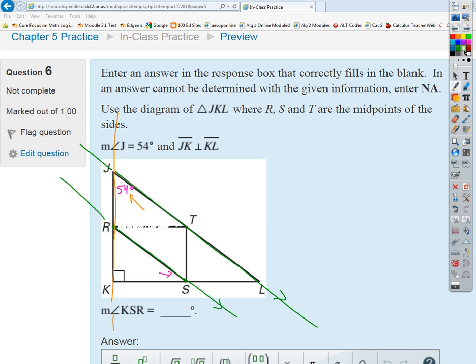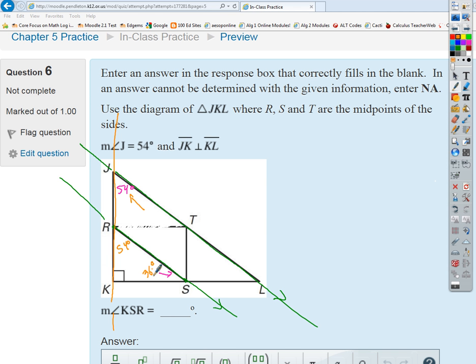So this must be, oh gosh, it's not quite gonna work. So this is 54. So what's that one gotta be then? Well, what am I gonna subtract 54 from? 90. Yeah, so 90 minus 54 is what, 36? So 36 is the answer. See how that works?